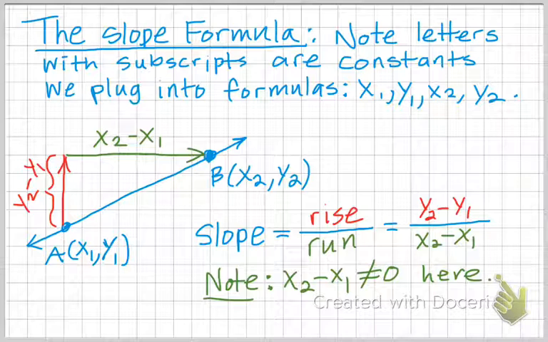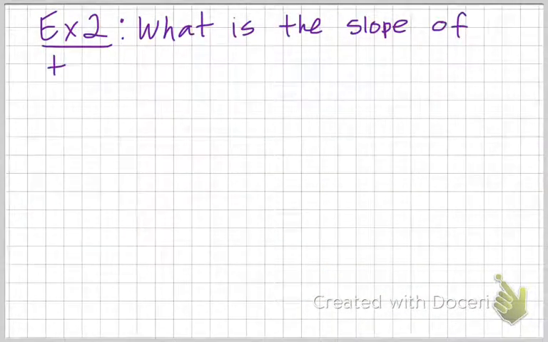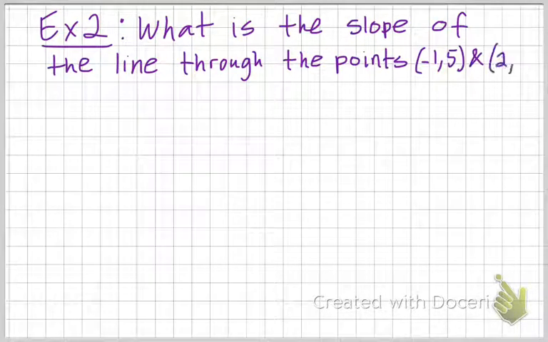But before we do, one thing to remember, because we cannot divide by 0, x sub 2 minus x sub 1 cannot equal 0 here. So example 2, what is the slope of the line through the points -1, 5, and 2, -1?